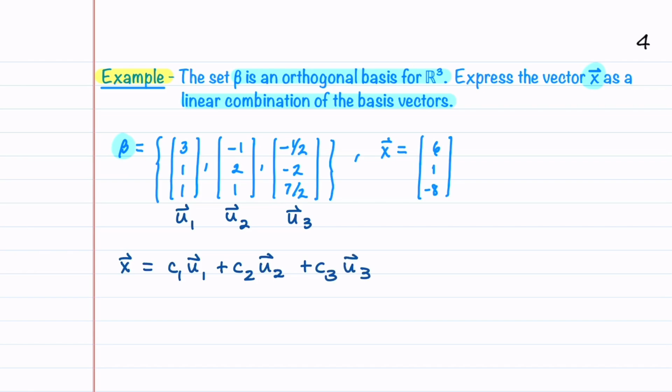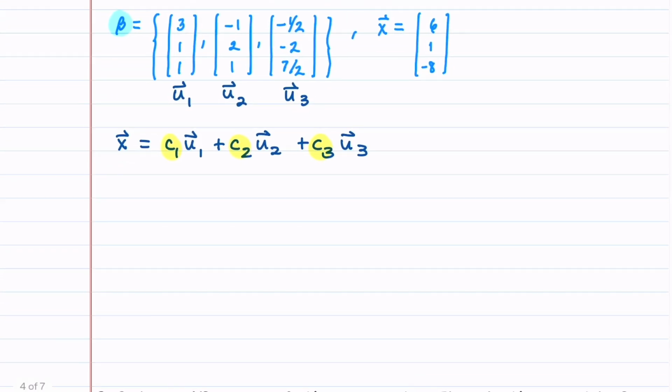Now our job is going to be to find C1, C2, and C3. We can use dot products to find the C's because U1, U2, and U3 are all orthogonal to each other. The formula for C1 is equal to x dotted with U1 divided by U1 dotted with U1.